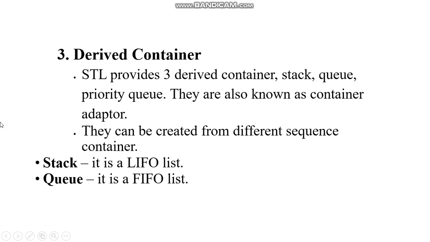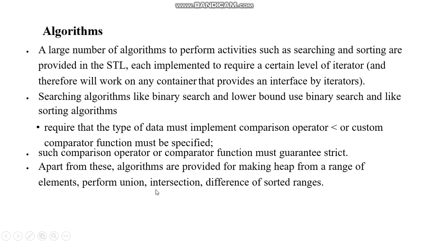The next container is a derived container. STL provides three derived containers: stack, queue, and priority queue. We can also call these container adapters. And stack, we already know about the stack. It is a LIFO, last in first out list, and a queue is a first in first out list.